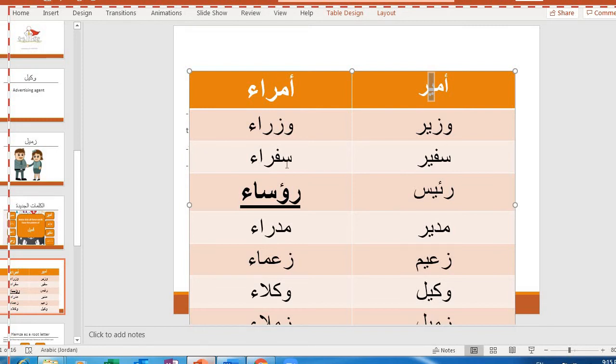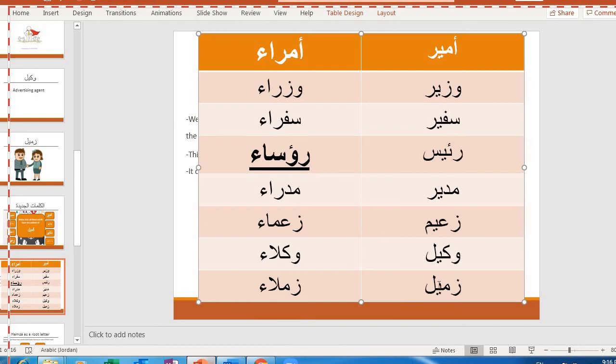سفير سفراء. This word is queer and I will explain it later. But رئيس becomes رؤساء. We cannot say رئيس, it just doesn't sound good. مدير مدراء. فعيل فعلاء, فعيل فعلاء. زعيم زعماء. وكيل وكلاء. زميل زملاء, and so on.